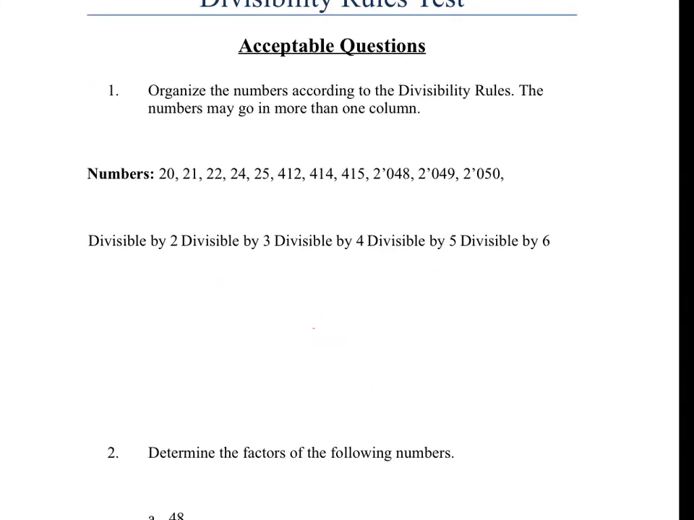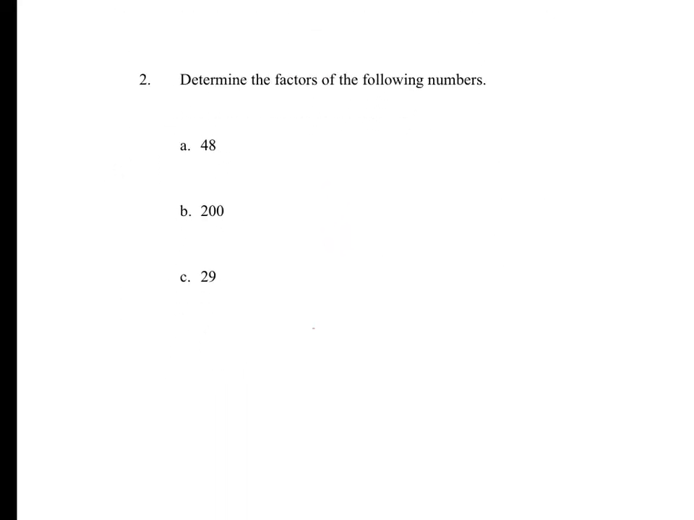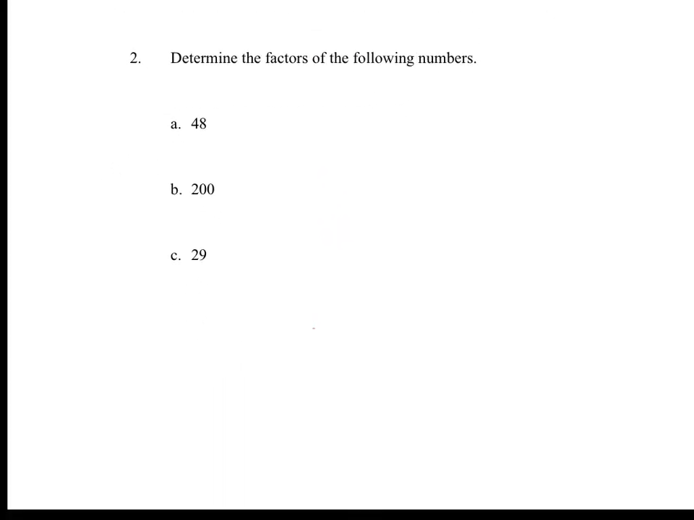Okay, going on to number 2. Determine the factors of the following numbers. Okay, so I'm going to actually jump right to C right now. And this one's a prime number, which means the factors are only 1 and 29. Okay, now I'm going to pause it. I'm going to plop in the answers for 48 and for 200.